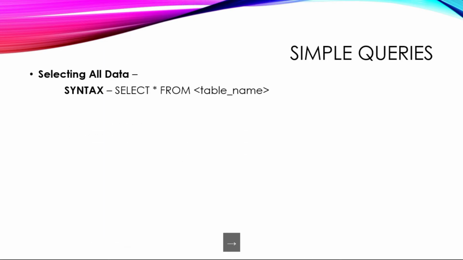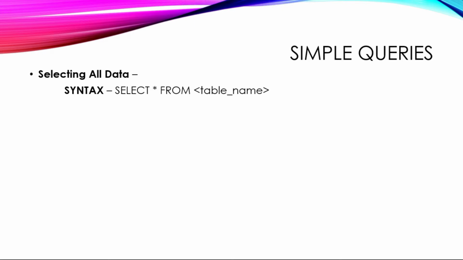In this video, I'm going to cover a topic that is simple queries, how to perform queries in MySQL. We will see the simple queries first. First is selecting all data. If I want to see my whole table, then the syntax is select star from the name of the table.